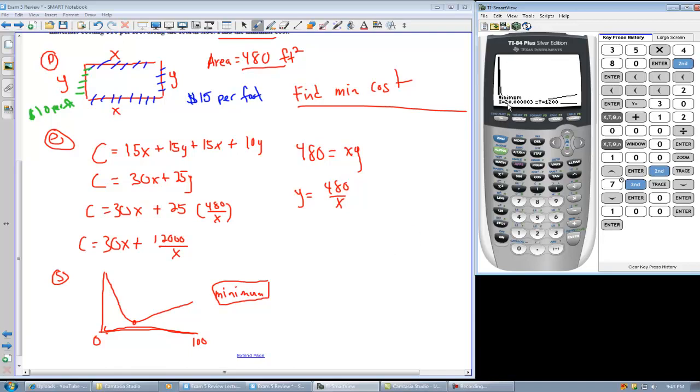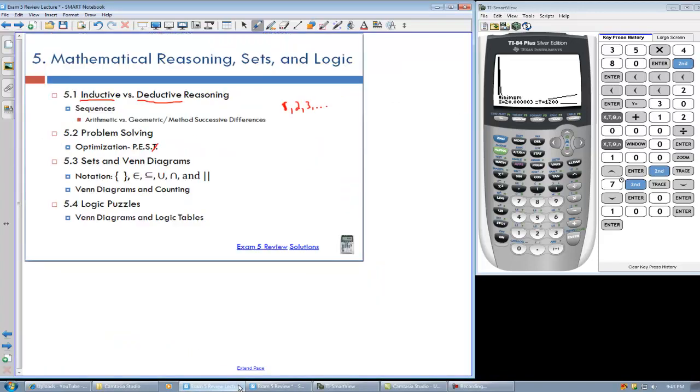So X is 20 feet, while the minimum cost, right, this output is C, the minimum cost is $1,200. So C, the minimal cost here, is $1,200. All right, so that's a nice example of how to solve an optimization problem.